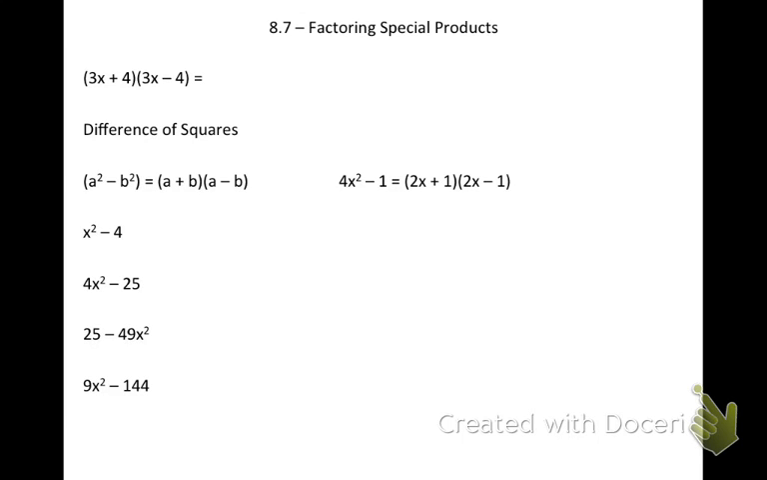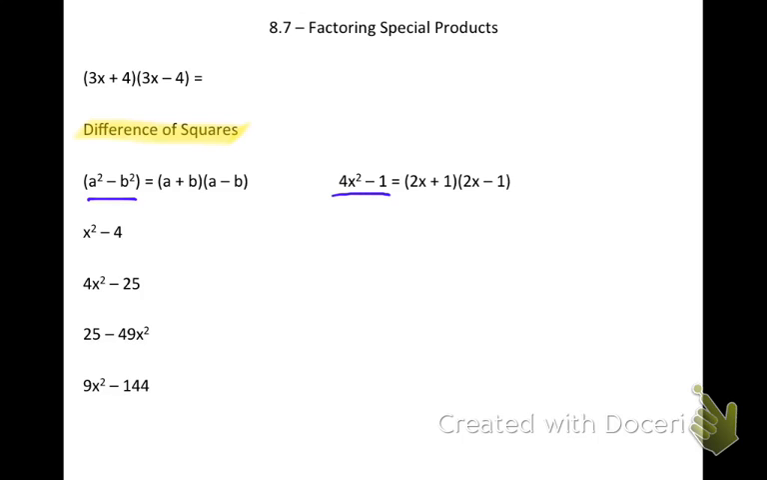Okay, I have two sections combined in here, 8.7, which is factoring special products, and 8.8, which is factoring by grouping. First one, factoring by special products, the only one we're going to use is going to be difference of squares. Difference of squares is whenever I have two terms that I can take the square root of both of, that is separated by a subtraction sign.